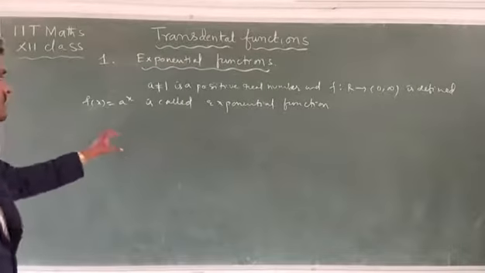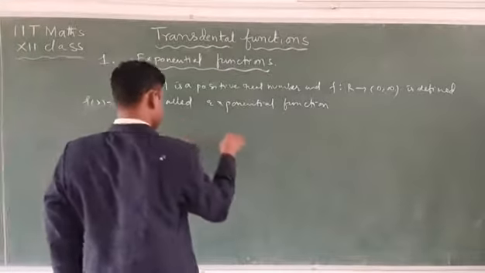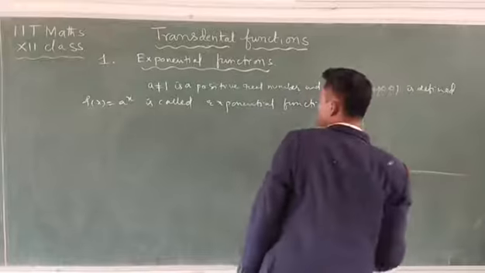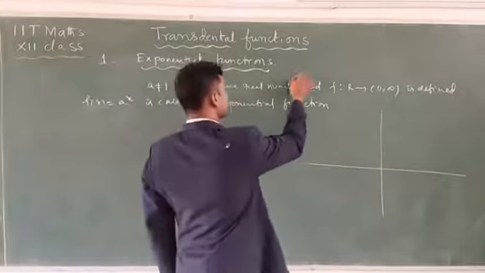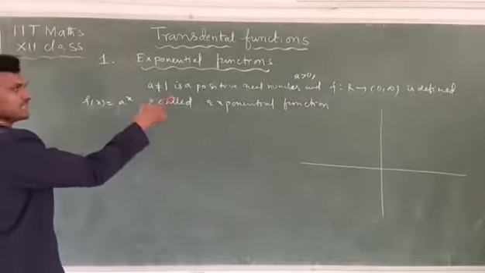Okay, now we have to see this exponential function, its graph. Here a is not equal to 1 and a is greater than 0.